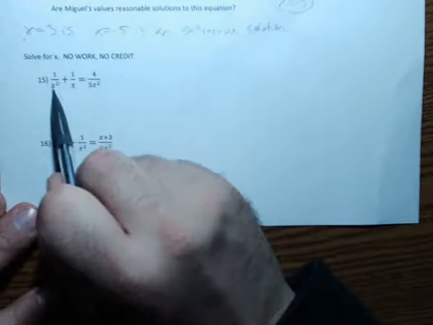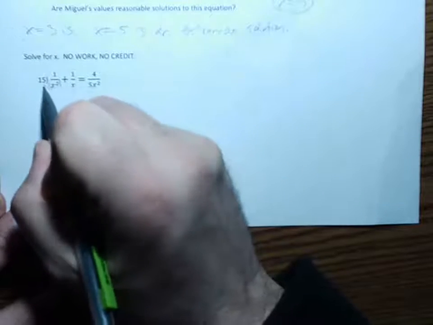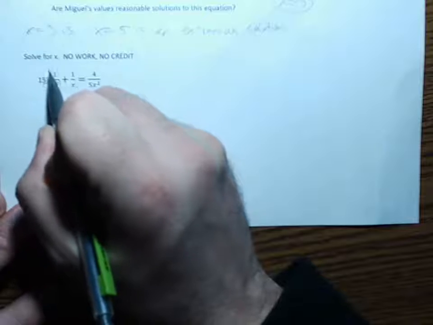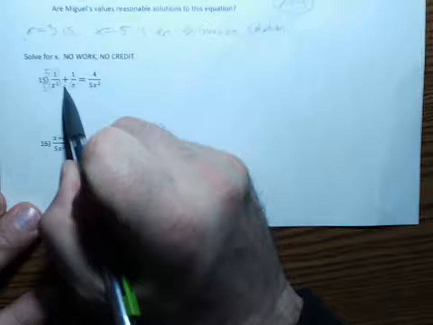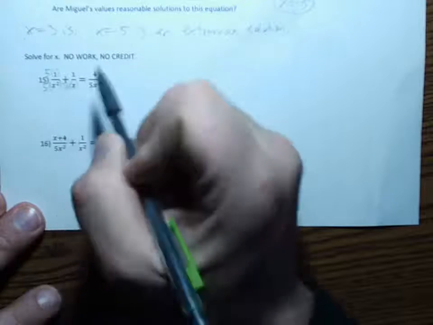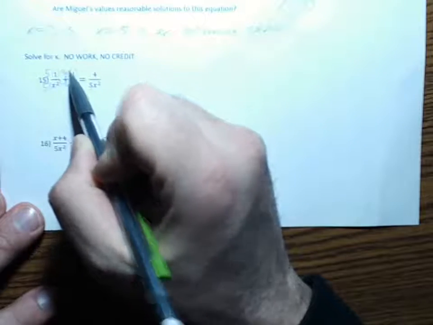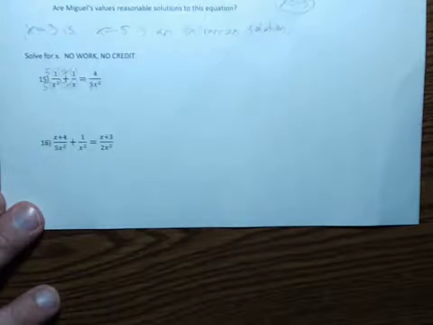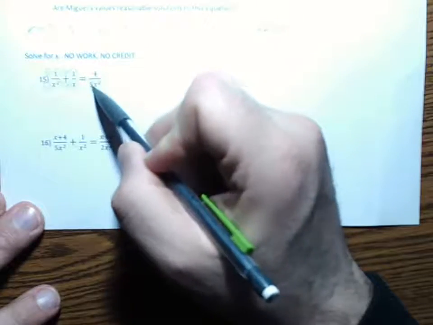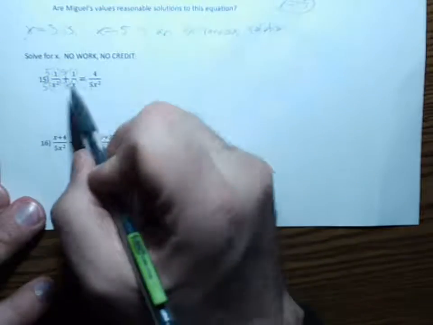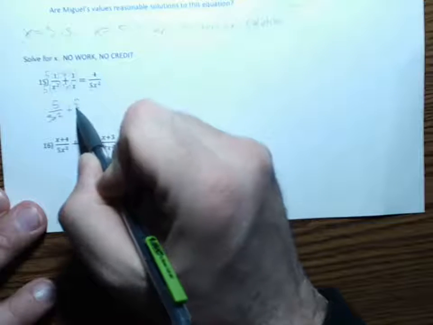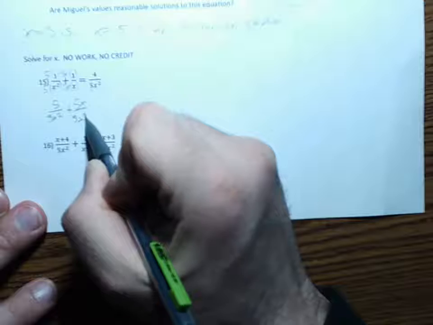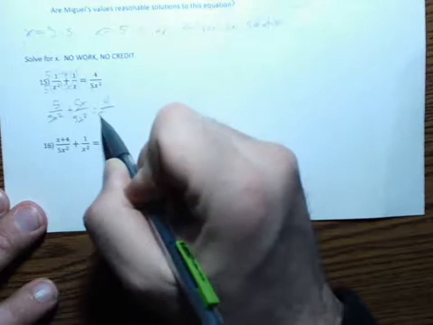I could multiply x squared by 5 to get 5x squared. And whatever you multiply the bottom by, you multiply the top by. And I could multiply x by 5x to get 5x squared. And whatever you multiply the bottom by, multiply the top by. And then over here, I don't need to multiply anything because it's already over 5x squared. So let's do that. 5 times 1 is 5 over 5x squared, plus 5x times 1 is 5x over 5x squared, and that equals 4 over 5x squared.